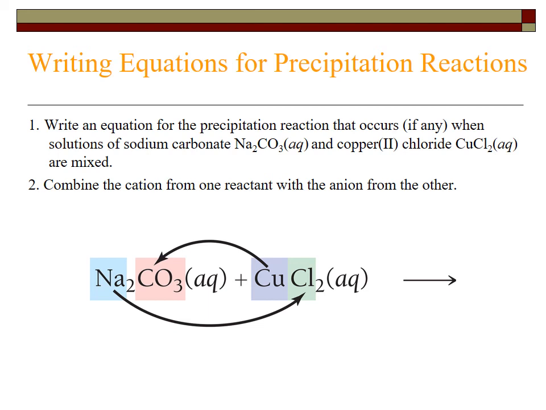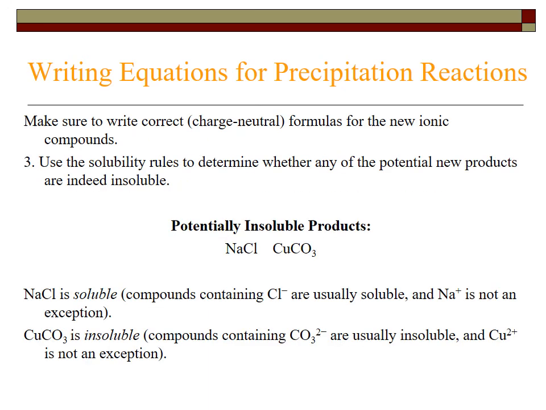Let's look at another example. Write an equation for the precipitation reaction that occurs, if any, when solutions of sodium carbonate and copper 2 chloride are mixed. Combine the cation from one reactant with the anion from the other. Okay, so we're just going to switcheroo here. Sodium goes with the chlorine, copper goes with the carbonate. Make sure to write the charge-neutral formulas for the new ionic compounds. Use the solubility rules to determine whether any potential new products are indeed insoluble.